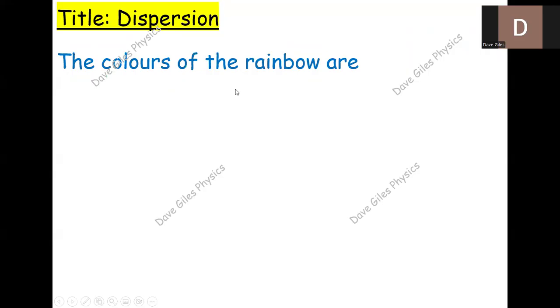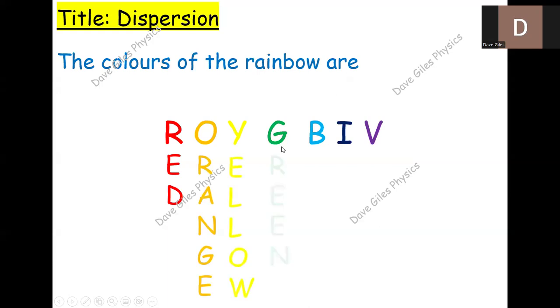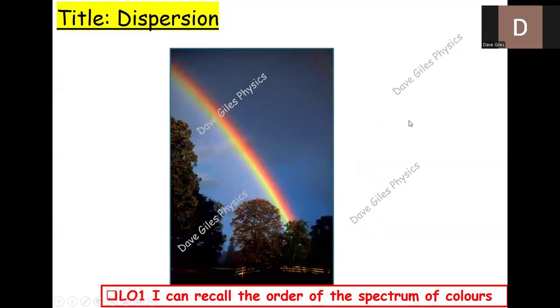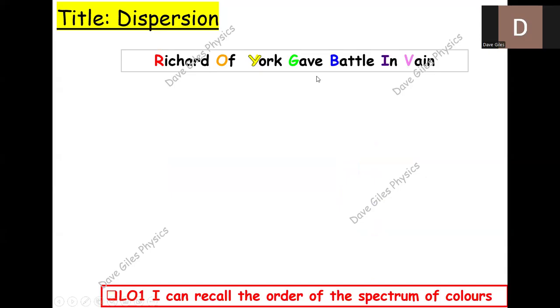So, the colours of the rainbow are red, orange, yellow, green, blue, indigo, and violet. Now, different ways to remember it. The one I use most often is Roy G. Biv. Okay? And like I said earlier, it's the same as the colours of a rainbow. Now, there's different ways to remember it. Like the way I said, Roy G. Biv, quite often we use the phrase Richard of York gave battle in vain to help you remember it. If you've got your own mnemonic to help you remember it, that's great.